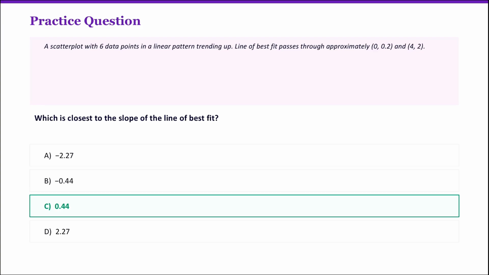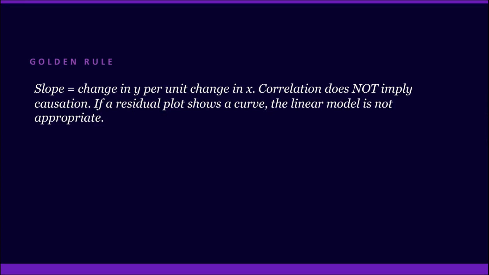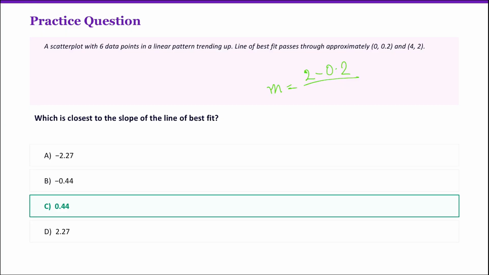We can do a quick practice question here. So say a scatter plot with 6 data points in a linear pattern is trending up. Line of best fit passes through approximately 0.02 and 4.2. What's the closest slope of the line of best fit? So here we know approximately it's passing through those points. So it's really just asking you to calculate the slope based on these points, and we know the definition of slope. It's y2 minus y1 over x2 minus x1.